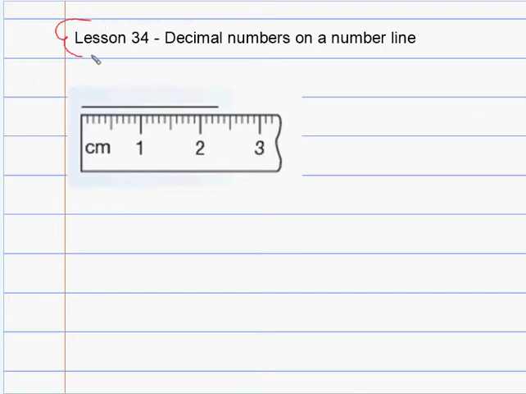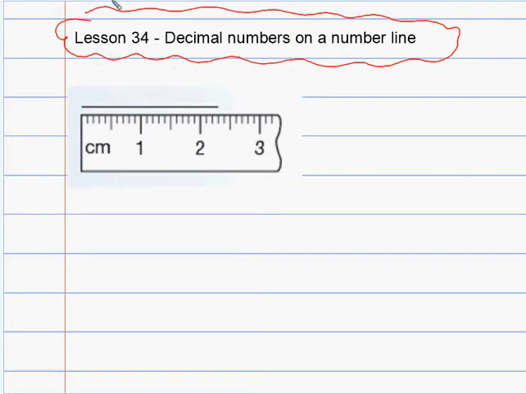Hi class, this is course 2, lesson 34, decimal numbers on a number line. Right here we have part of a centimeter ruler. I know it's centimeters because it has the cm there, and so that's telling me that the largest units are in centimeters. So where it says 1, 2, and 3, it's centimeters.